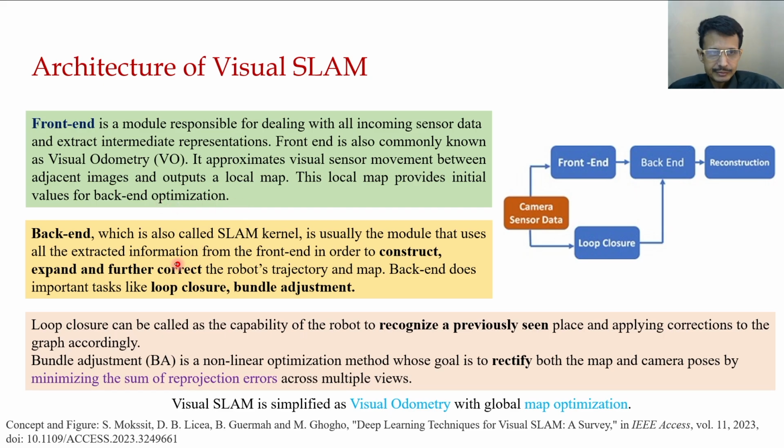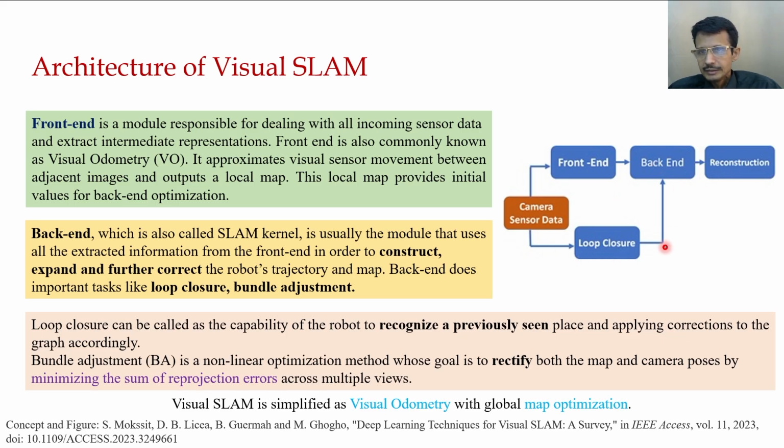The backend, which is also called the SLAM kernel, is usually the module that uses all the extracted information from the front end in order to construct, expand, and further correct the robot's trajectory and map. The backend does important tasks like loop closure and bundle adjustment. We'll see one by one the responsibilities of the front end and the back end. As a whole, this is the architecture. The camera sensor data comes into the front end, then the front end output goes to the back end, and they reconstruct the maps.